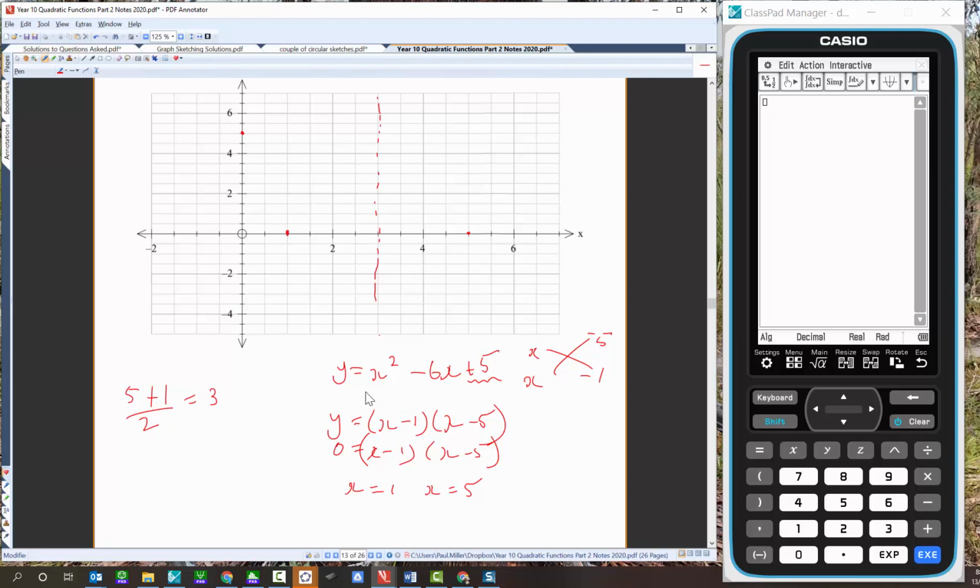Okay, so what we want to do is test out this when x is equal to 3. So we want to find out y when x is equal to 3. Now, I can substitute 3 into this. But remember, this is also this. And this looks easier to substitute in because if I put it into here, it'll be 3 take away 1, which is 2, times 3 take away 5, which is negative 2, and y equals negative 4.